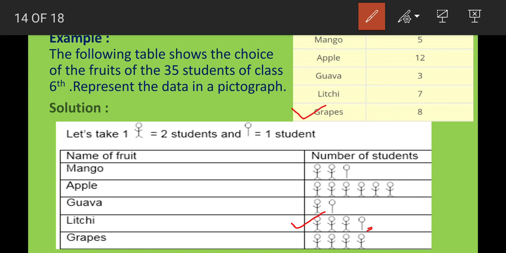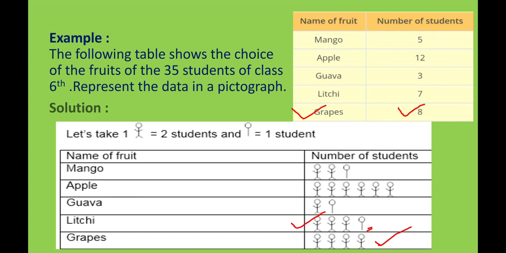Next, for grapes, 8 by 2 is 4. So you have to draw 4 complete pictures for grapes. Now come to the next example.